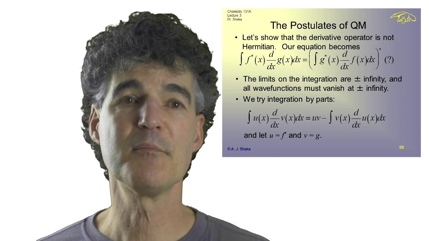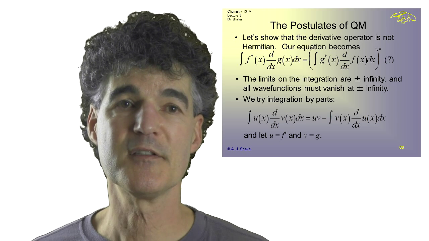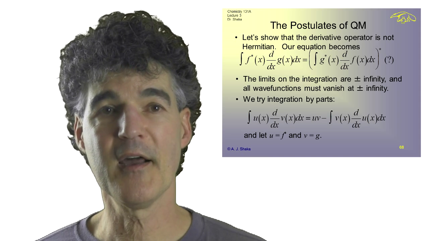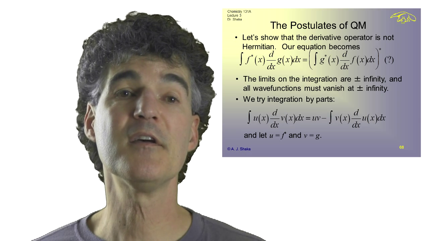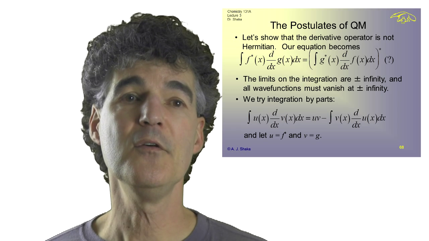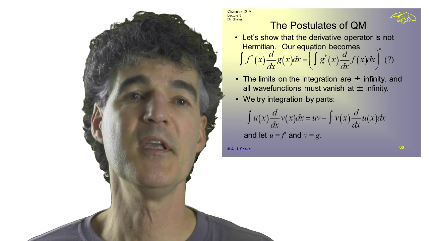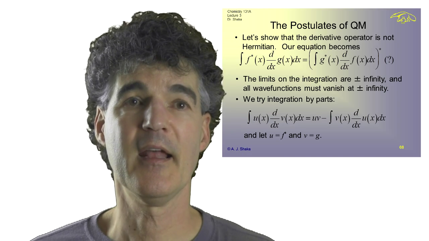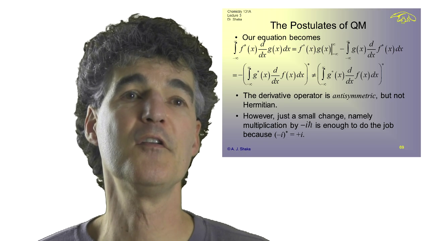So let's try integration by parts. The formula is the integral of u d by dx of v of x is equal to uv minus the integral the other way around, v d by dx u. And this is going to be convenient because the Hermitian thing had them the other way around. And now let's let u, the function u of x, conventionally in calculus, let's let that be f star. And the v, let's let that be g. And let's try it.